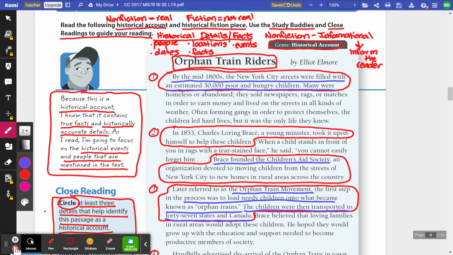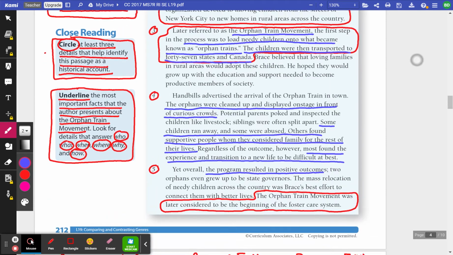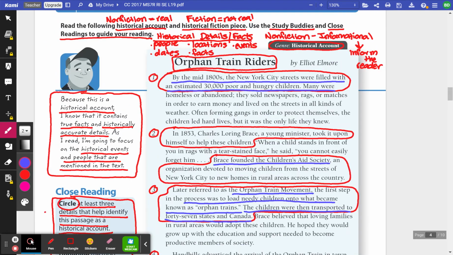All right, guys, so I'm assuming that you are back. You have done your second close reading box by this point, and you have underlined those important details in the passage that tell us who, what, when, where, and why. So I have gone ahead and I have underlined what I thought was important. So let's go ahead and talk about the things I underlined.